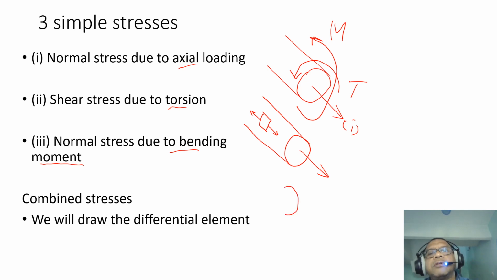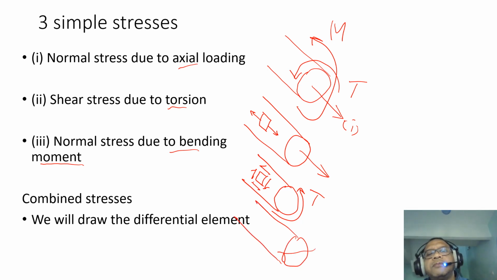If we have a torque, when we apply a torque, T, the stress would look like this. And if it is a bending moment, it is sensitive to your neutral axis. So this is your M, and then it depends on where you are. On the top, you will have compression, and at the bottom here, you will have tension, depending on the bending moment.